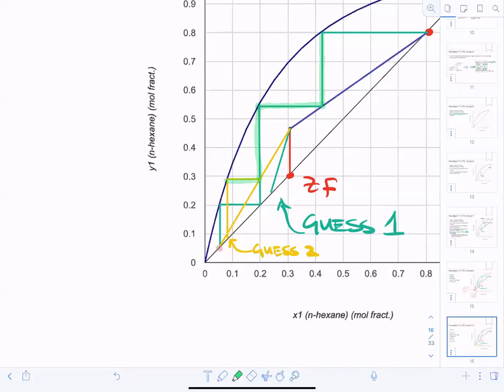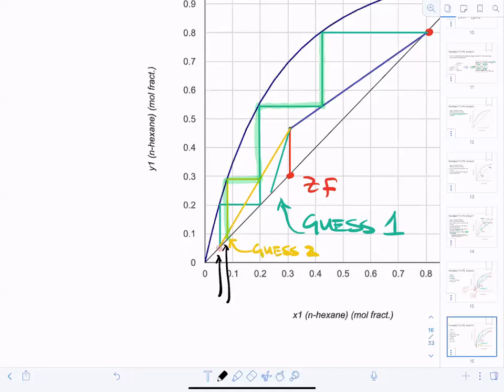I'm stepping over here, stage three, and I drop down. But you will see that guess two is still wrong. I'm not exactly matching the bottoms composition with the initial guess.